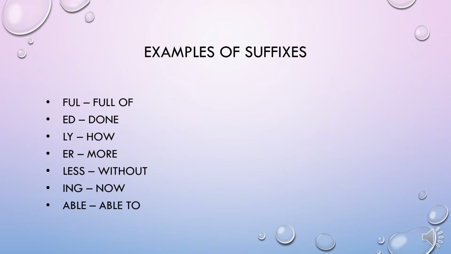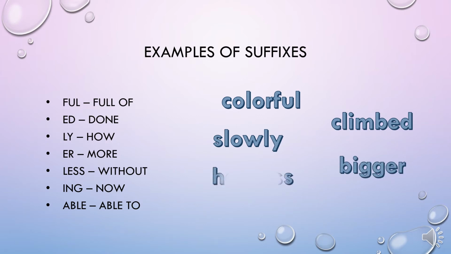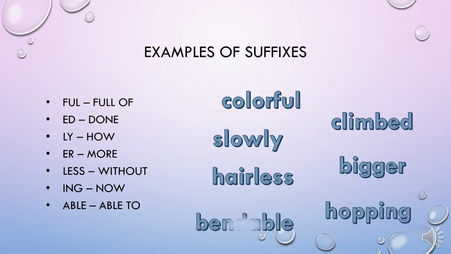Words that have suffixes are colorful, so it means it's full of color. Climbed, which means you're done climbing. Slowly means that's how it's done, slowly. Bigger, it means it's more big. Hairless means without hair. Hopping, which means now you're hopping. And bendable means it's able to bend.